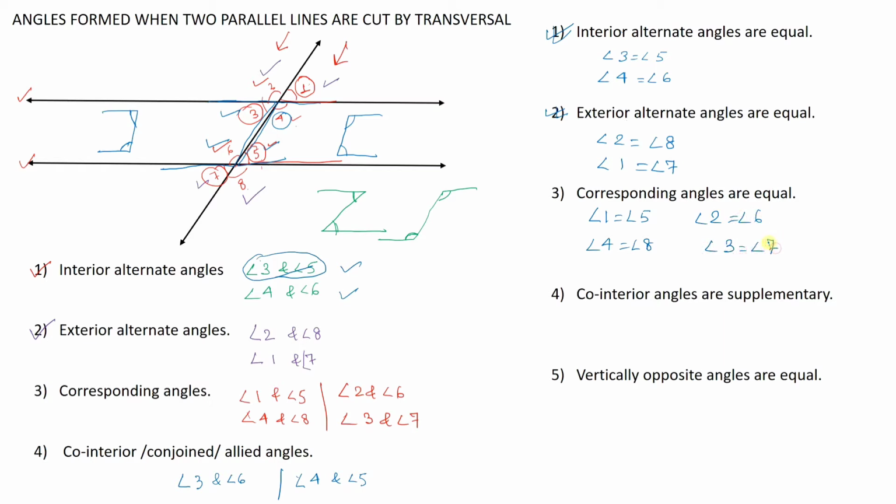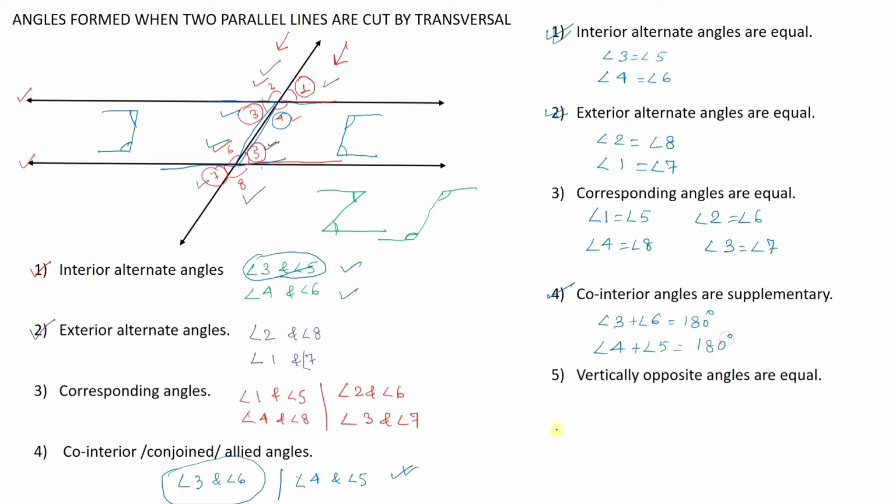Fine. And the fourth property is that co-interior angles are supplementary. Means the co-interior angles 3 and 6, if you add angle 3 and angle 6, it will give you 180 degrees. Angle 3 plus angle 6 equals 180 degrees. And similarly for this one, angle 4 plus angle 5 equals 180 degrees.